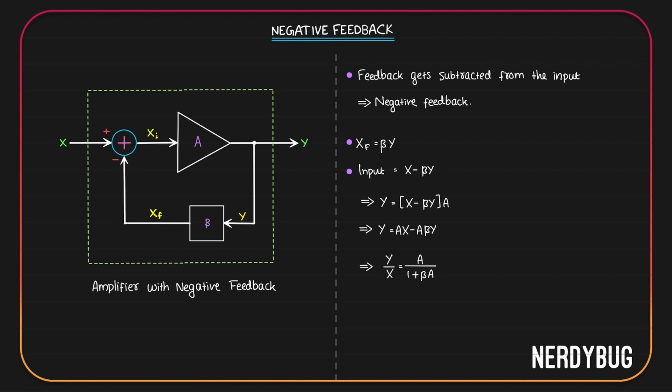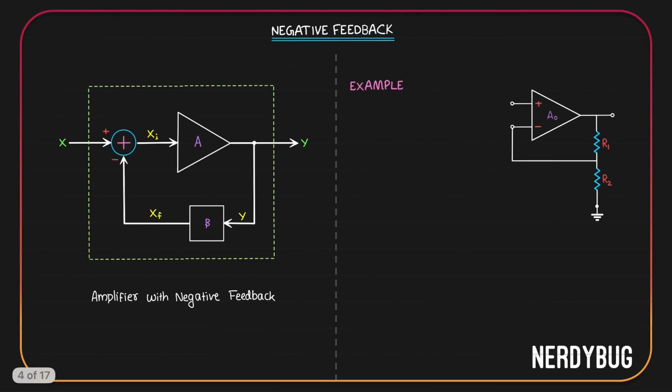We have already learned in op-amp circuits, we call A the open loop gain, Y by X the closed loop gain. So closed loop gain is open loop gain divided by 1 plus beta multiplied by open loop gain. If you remember, we have also learned beta, which is the gain of the feedback network, is also called the feedback factor. So the conclusion here is simple. Gain gets reduced by 1 plus beta A if a negative feedback is added.